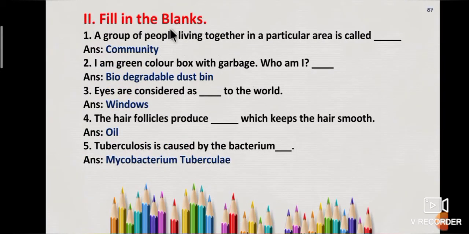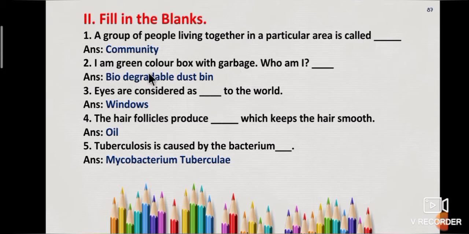Second Roman letter, fill in the blanks. First one, a group of people living together in a particular area is called dash. Answer is community. A group of people living together in a particular area is called community.